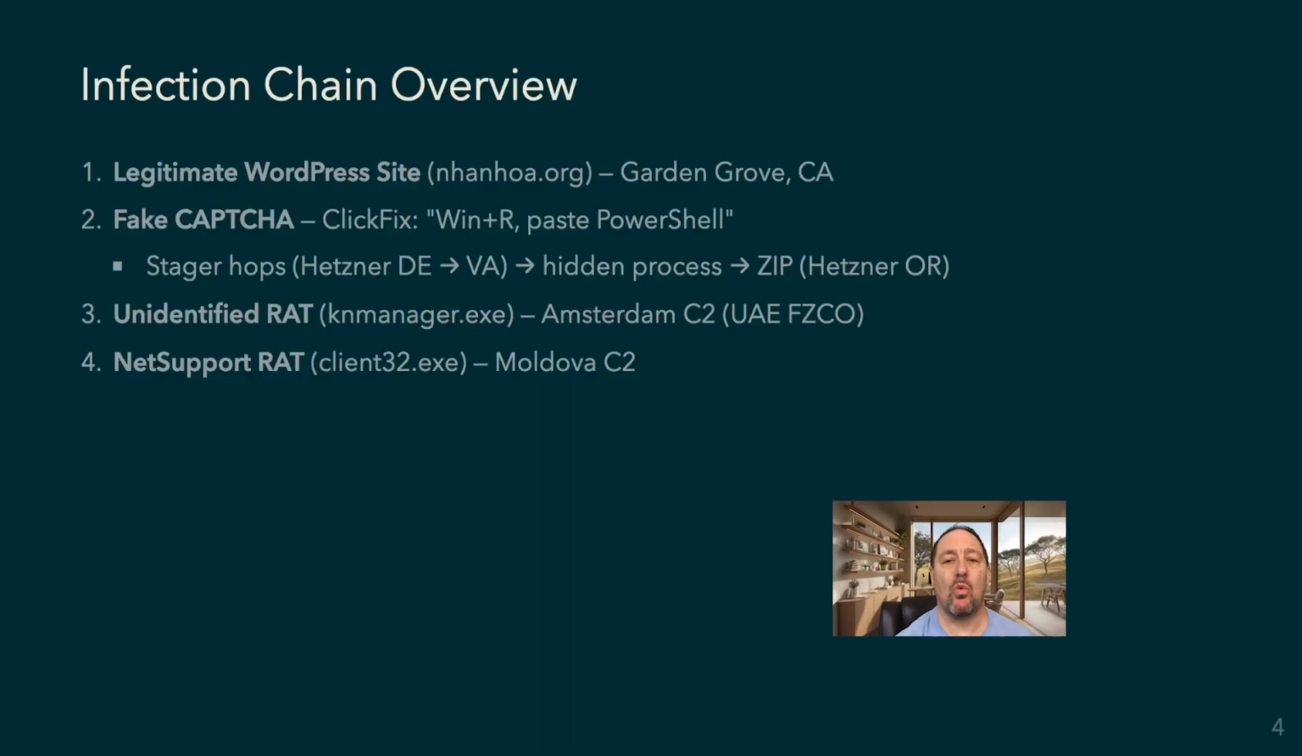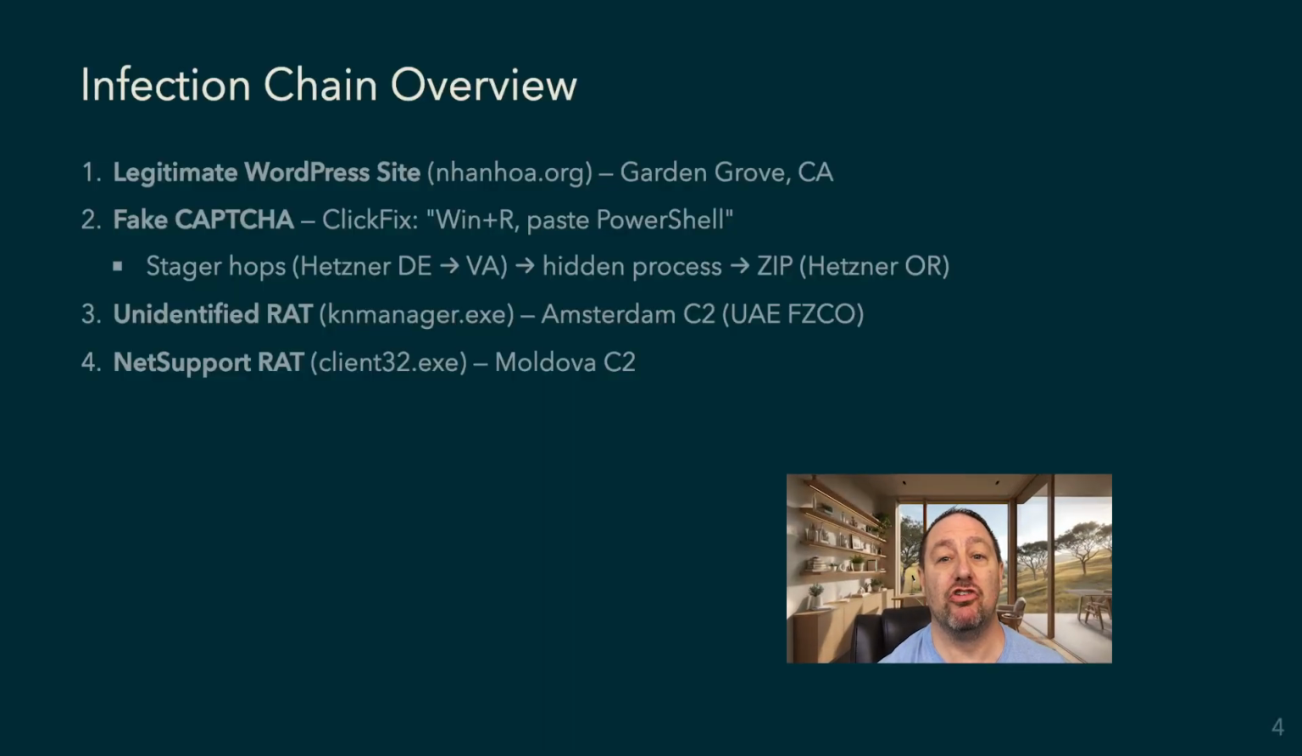Okay, so walking through the infection chain with jurisdictional attributions. The very first attack starts with this website called nhanhoa.org, spelled N-H-A-N-H-O-A dot org. And it's a federal health center in Garden Grove, California. But important to us, it runs a WordPress site. And it was compromised. If you've been in cybersecurity long enough, you know that WordPress is a common vector for attacks, and it's no different in this particular case.